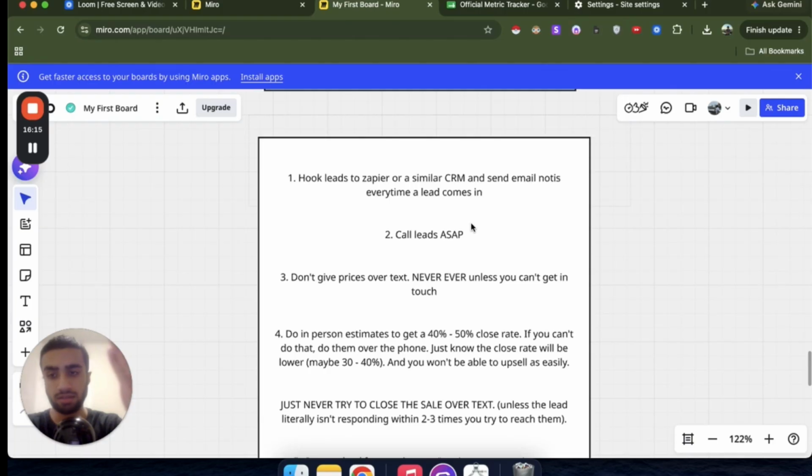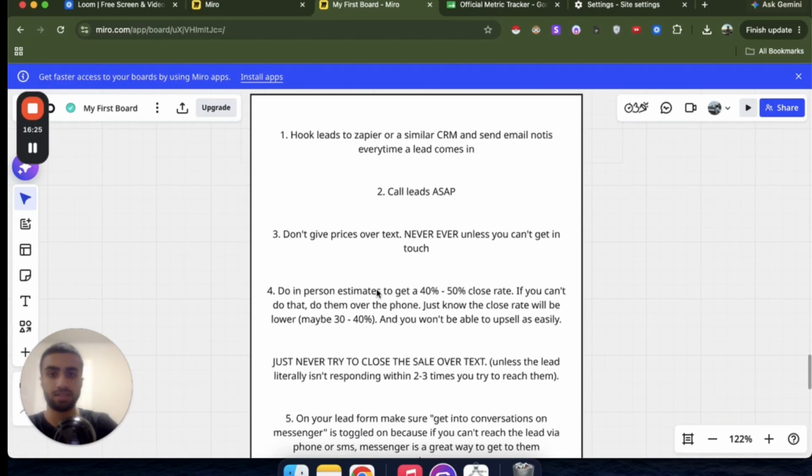And if you're able to get on the phone with them, you're able to get commitment from them. You're able to close the deal over the phone, or you're maybe able to get an in-person estimate, right? So that goes into my other thing as well. Never ever give prices over text unless you can't get in touch. The only time you should be giving prices over text is if you can't get them on an in-person estimate, or if you can't get them on the phone and you've literally exhausted all of your efforts, you've tried to reach them multiple different times. That's only when you should talk to them over text.